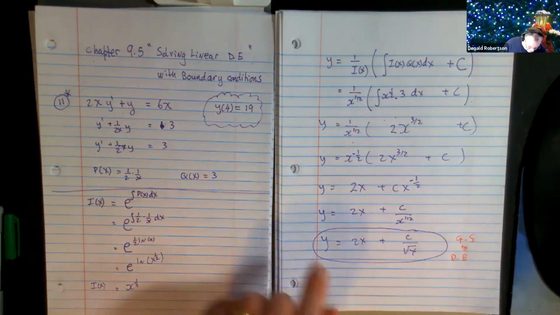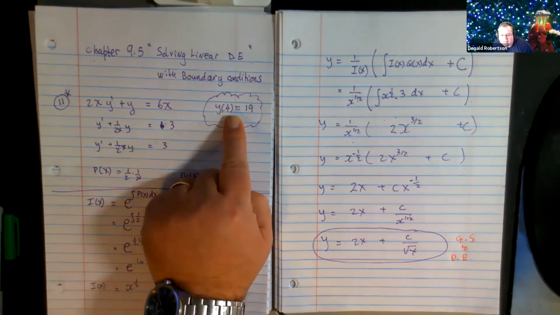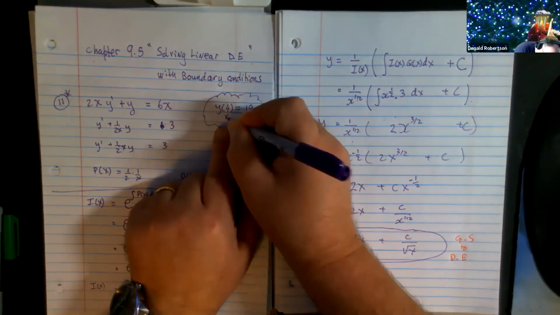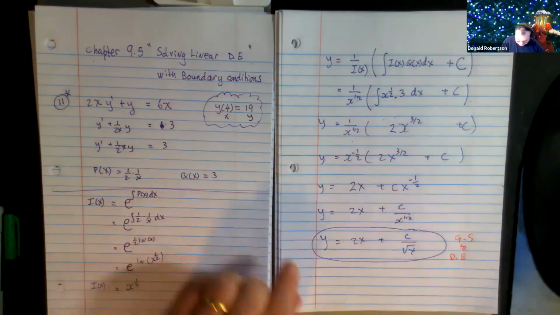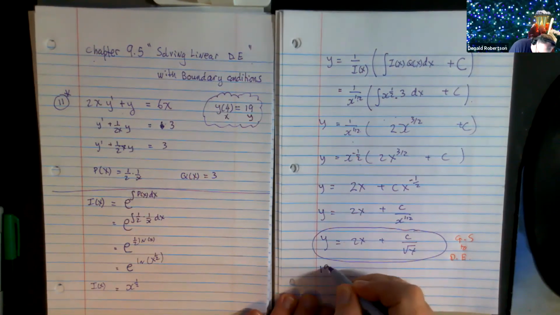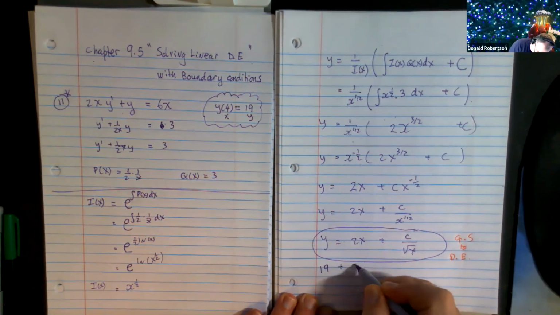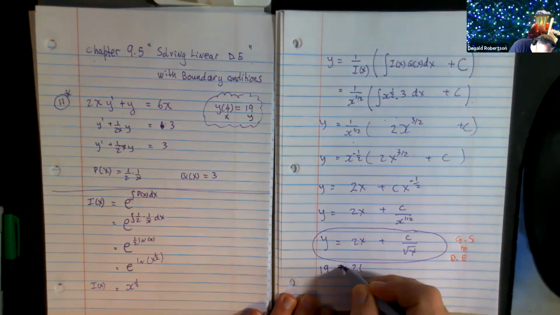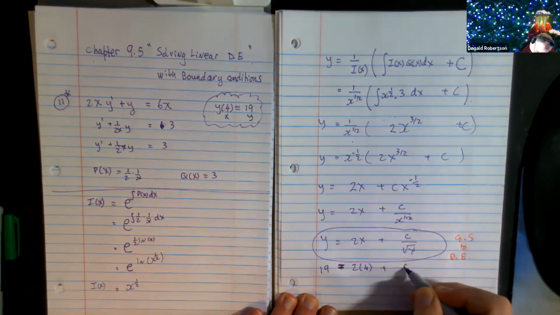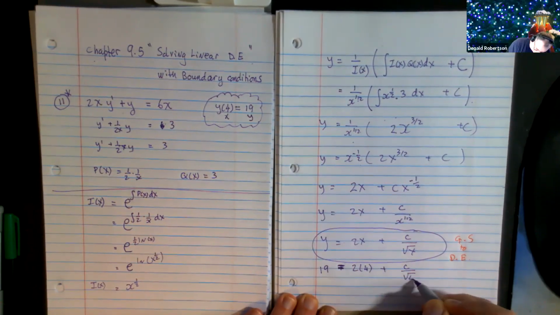Well, normally we're done. But here, we're being given a boundary condition, which means that when x is 4, y is 19. So I'm going to put 19 in here, equals 2 lots of x, which is 4, plus c over the square root of 4.